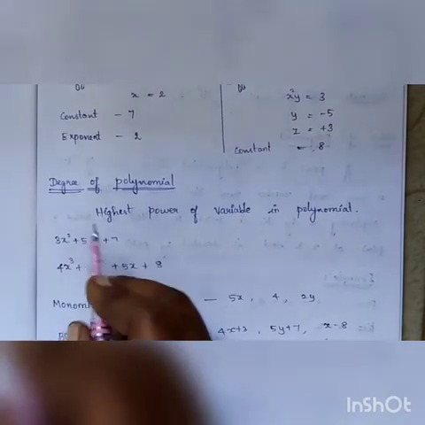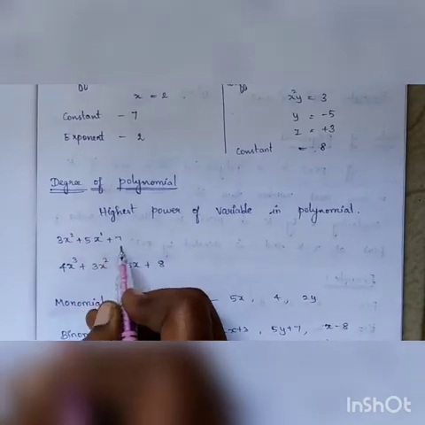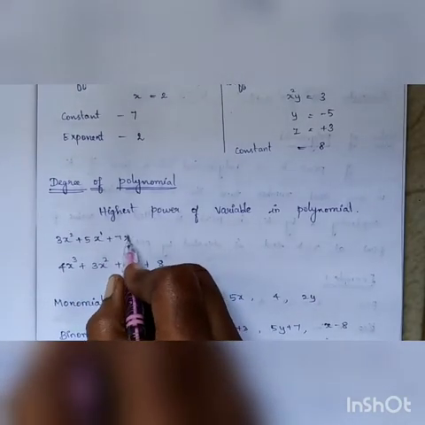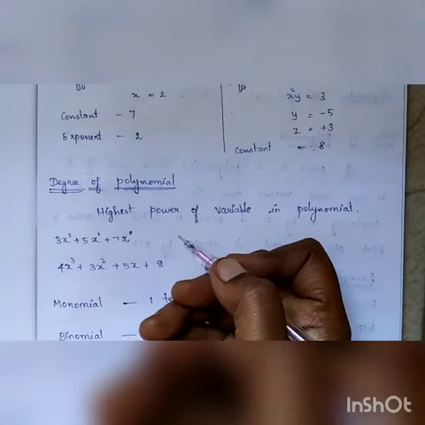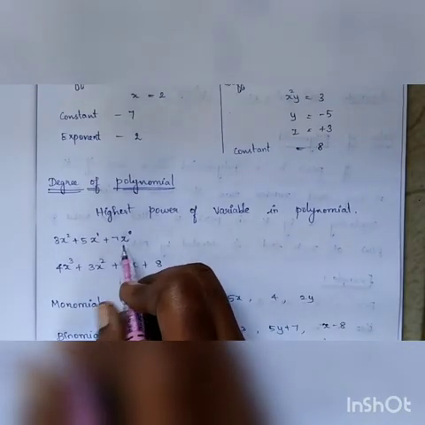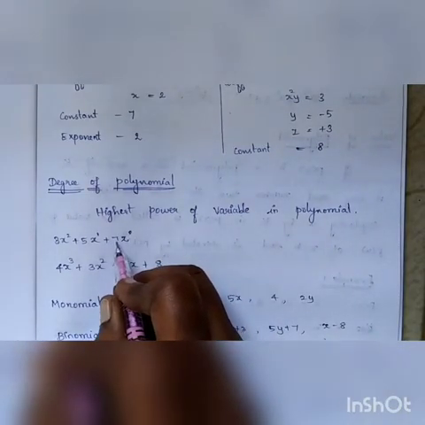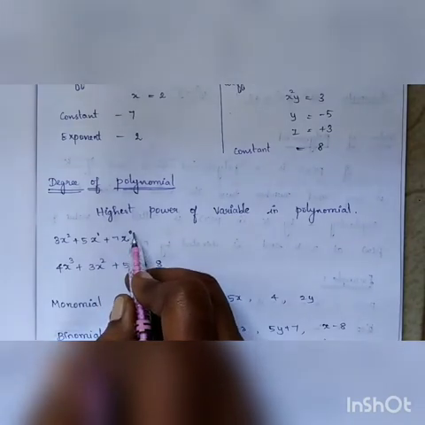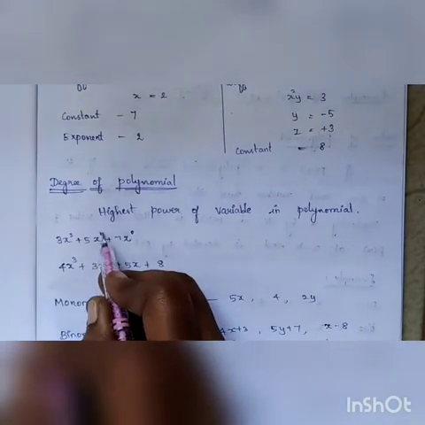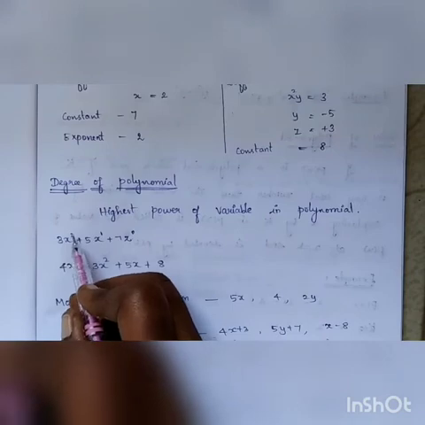Now see here, this is x having the power 1. Here also I can say that it is x power 0. X power 0 will become 1 here. So no need to write x power 0, simply we can write 7. This is x power 0. Here it is x power 1 and here it is x square.